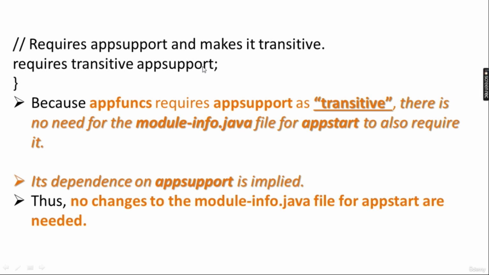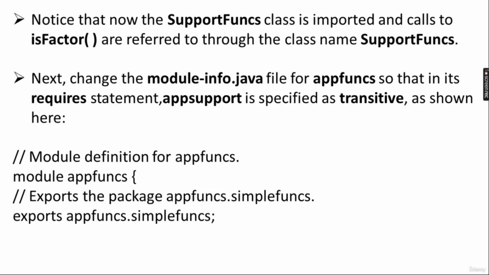Because app functions requires app support as transitive, there is no need for the module-info.java file for abstract to also require it. Okay, so abstract will also have access to app support. Its dependence upon app support is implied over here, and no changes to the module-info.java for abstract are needed. We are not adding one more requires statement to our abstract module. Okay, so we will only have a requires statement for app functions. So abstract requires app functions.